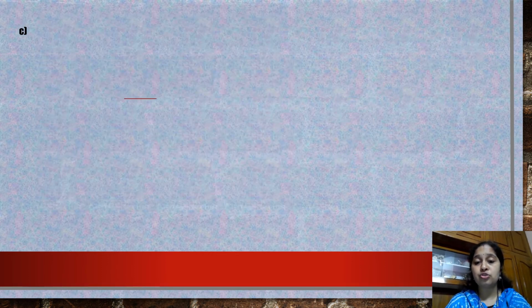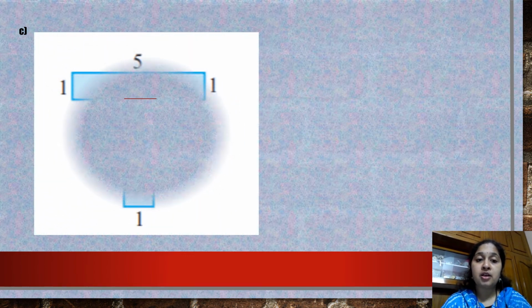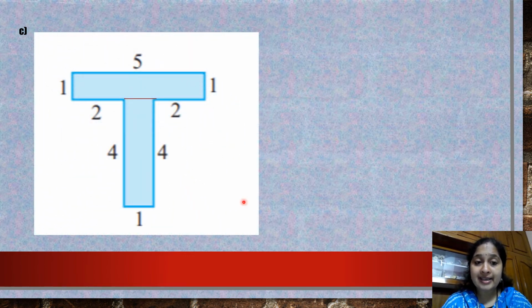Now let's move on to the C bit. Now look into the C bit. Yes, it's looking like a shape of a T, letter T. Now I have put a line in between and divided this figure into 2 parts. So now let's find the dimension of this part. So this is one rectangle, this is another rectangle. So this is figure 1 and this is figure 2.